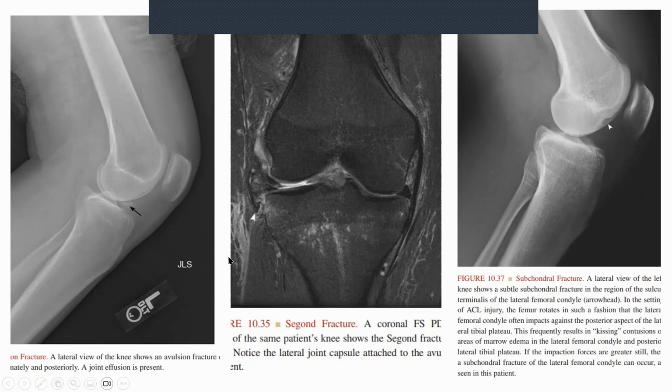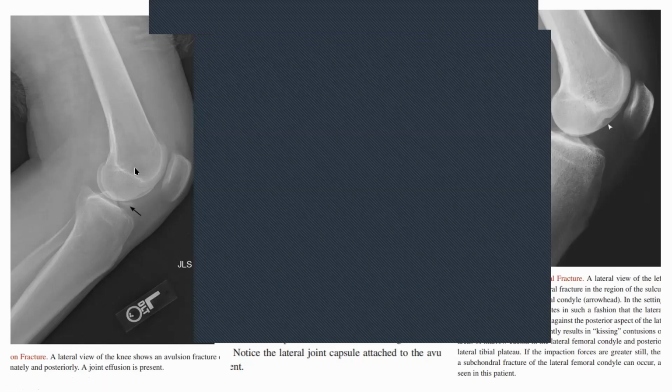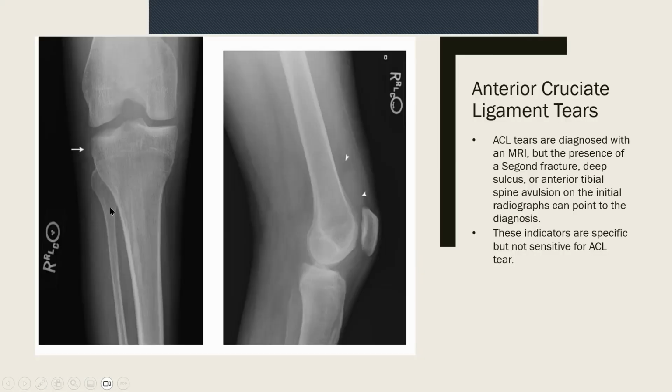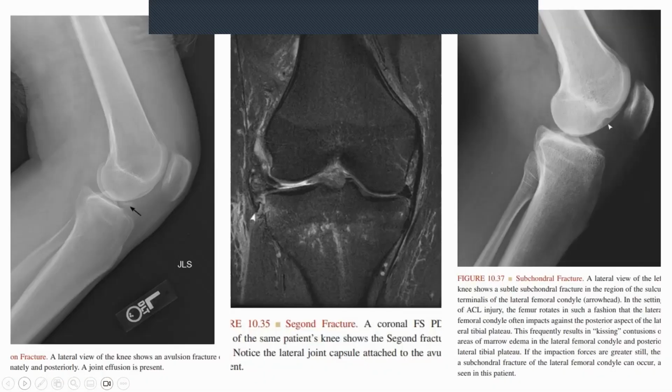And as you can see, this is now an MRI, which is showing you exactly what's going on. So on X-ray, there's not much that you can see, but these are some things that you can look at. Now, I must be honest, I've never diagnosed an ACL from X-ray. It's always been done on clinical examination, but it's something for you just to keep in mind.